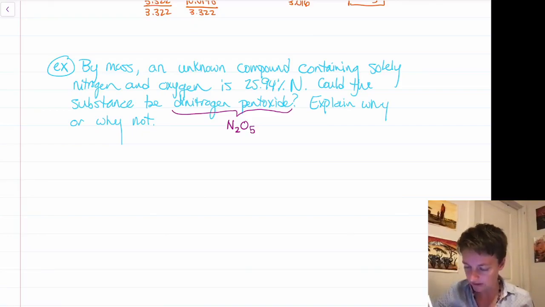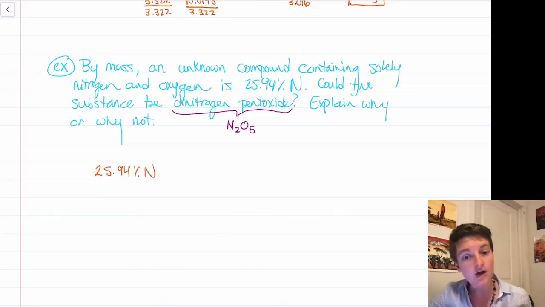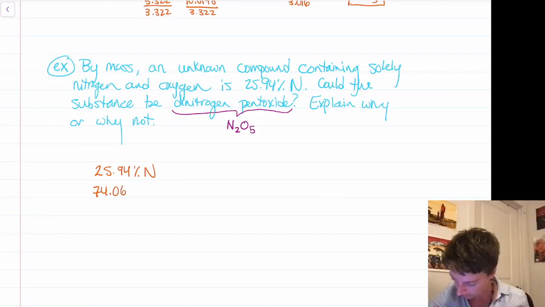The next thing we have to understand is that when we're talking about percent masses, the masses have to add up to 100. And so because I know this compound is purely nitrogen and oxygen, that means that whatever's not nitrogen in this compound has to be oxygen. And so I know that I have 25.94% nitrogen, and 100 minus 25.94 tells me that in fact I have 74.06% oxygen.